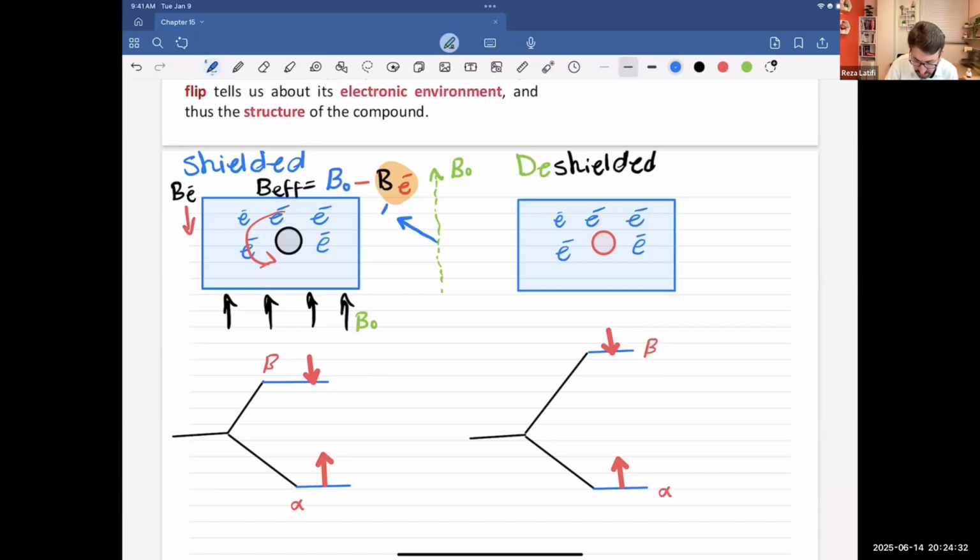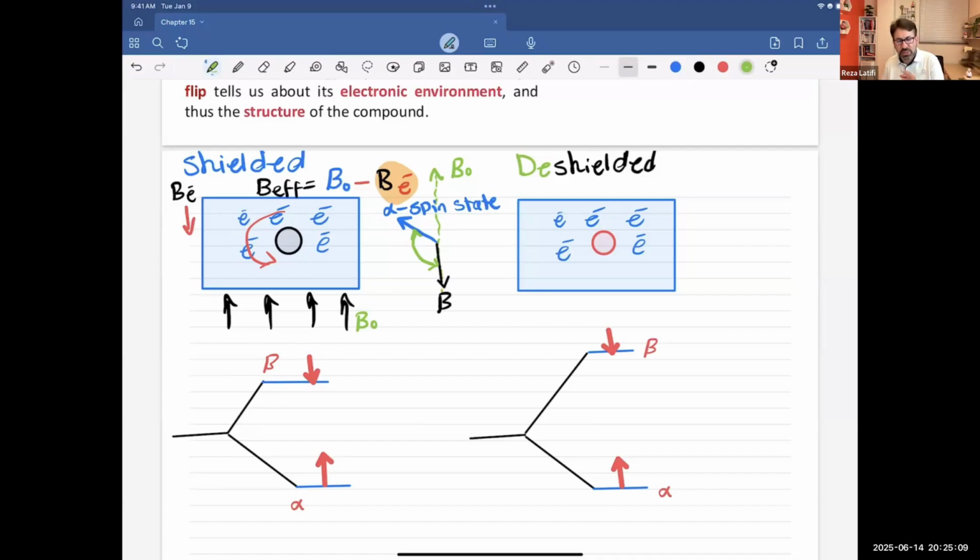I call this one the alpha spin state. And remember, in order to have resonance, we need to change the spin. Right now, this one is pointing up. I want it to be pointing down, and this one I'm going to call the beta spin state. Now let's look at the gap between alpha and beta. In order to change the spin, we need to travel this distance between them.